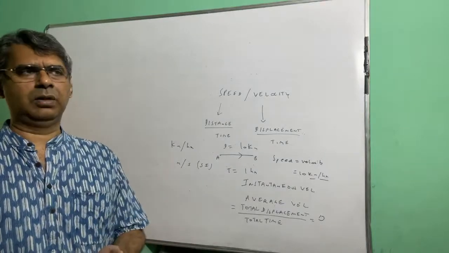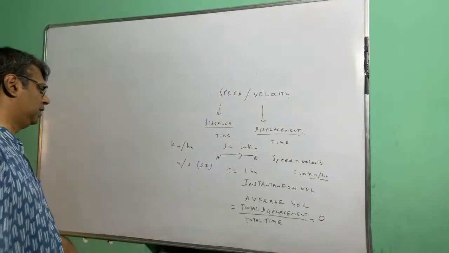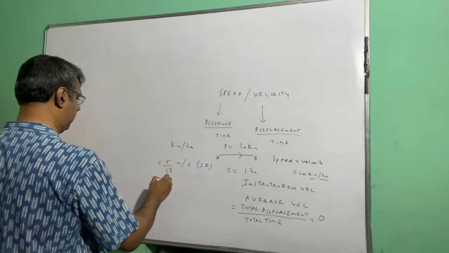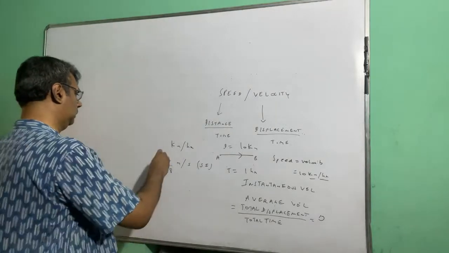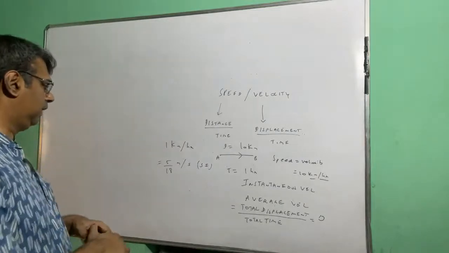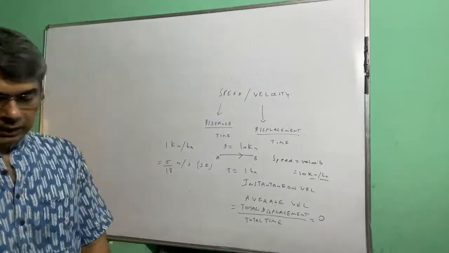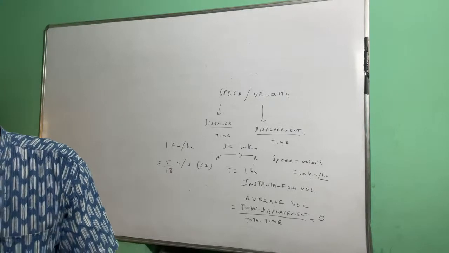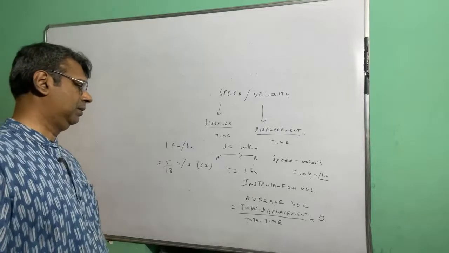We use meter per second also, like speed of light 3 into 10 to the power 8 meter per second. And just remember that 1 kilometer per hour is 5 by 18 meter per second, right? 1 kilometer per hour, it will be 5 by 18 meter per second. Okay, so this is the topic for today, speed and velocity.